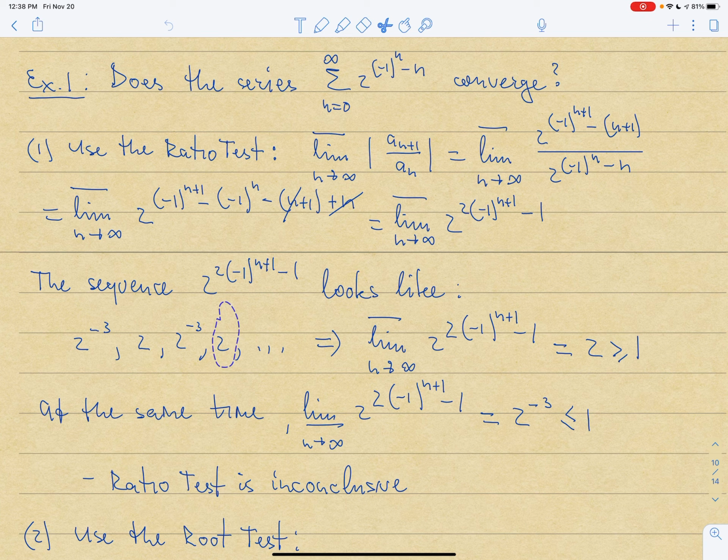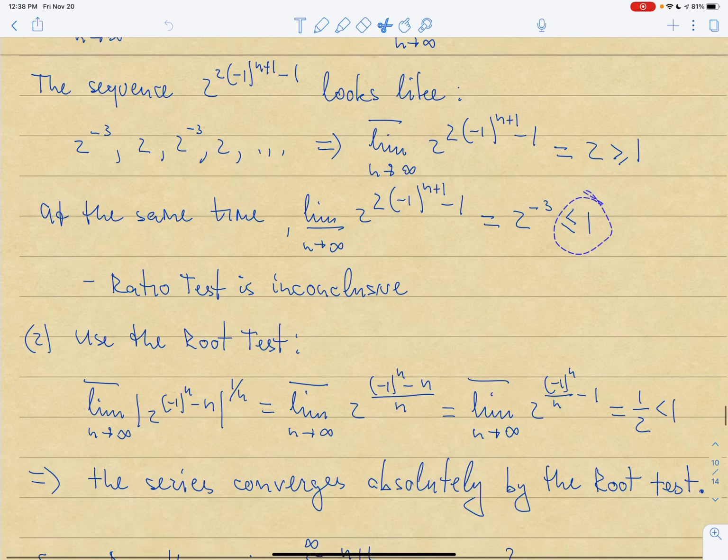And so now if I have an oscillating sequence like that, which oscillates between 2 to the minus 3, which is 1/8, and 2, then the lim sup, of course, is going to be equal to 2, and the lim inf is going to be equal to 1/8. So we have this lim sup, this lim inf. 2 is greater than 1, 1/8 is less than 1, so we get that the ratio test is inconclusive because the lim sup of the ratio is bigger than 1 and the lim inf of the ratio is smaller than 1.